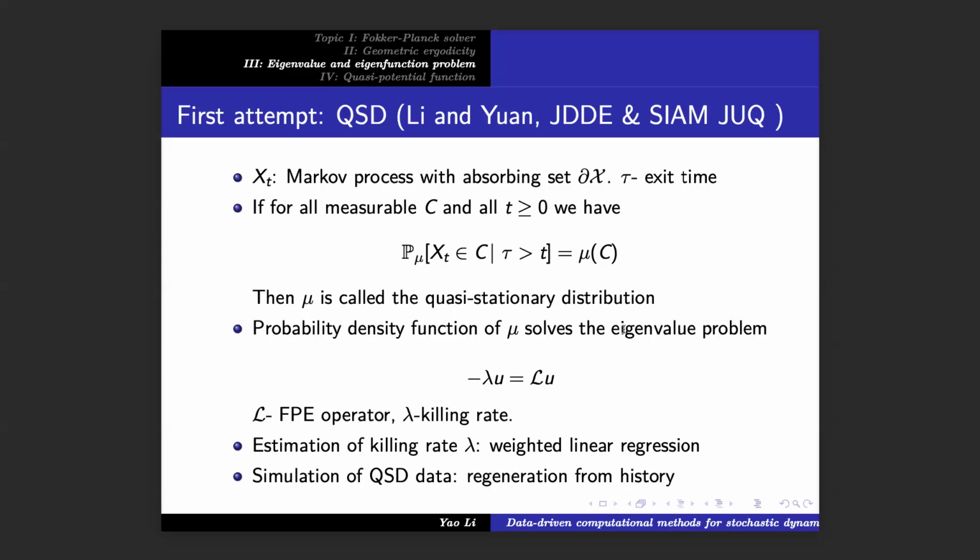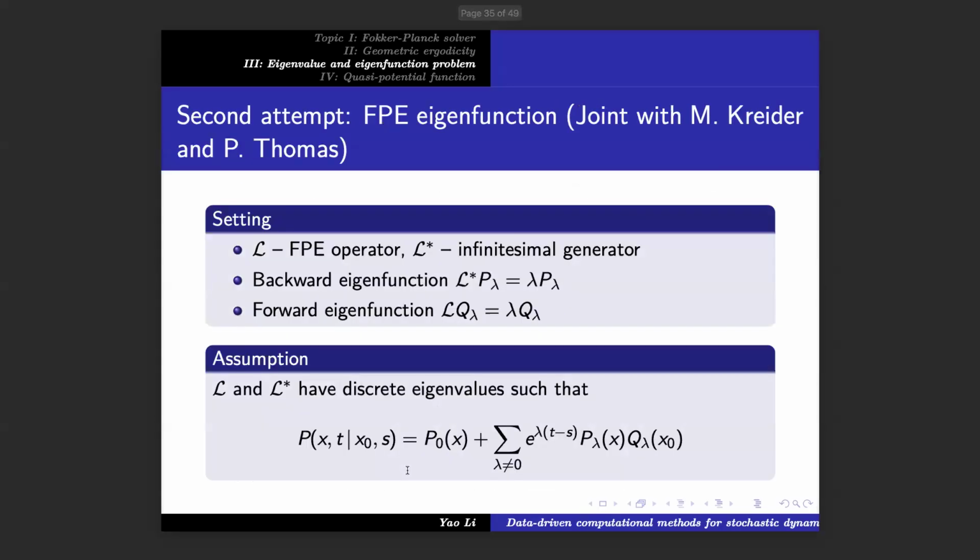So this lambda is the killing rate. The advantage is that you can estimate the killing rate and also the Monte Carlo approximation of the QSD directly, because you can simulate this QSD. There are some algorithms for simulating this. So it's actually not that different from the steady state for Fokker-Planck. After that we move to the actual Fokker-Planck eigenfunction.